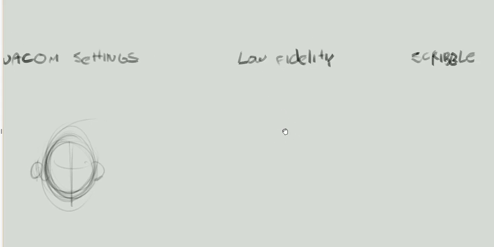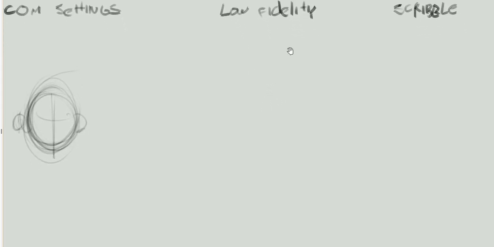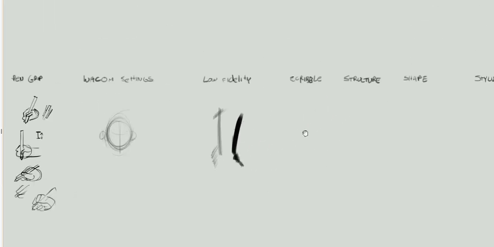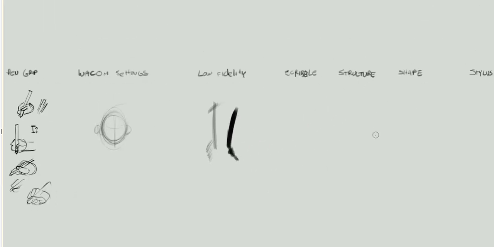I think I covered low fidelity. Essentially, make your brushes clumsy. Make them soft. Make them not perfect. So that you're not focusing on inking, or you're not in an inking mindset. You're not considering the line quality. You're just using it to shape out what you're doing.